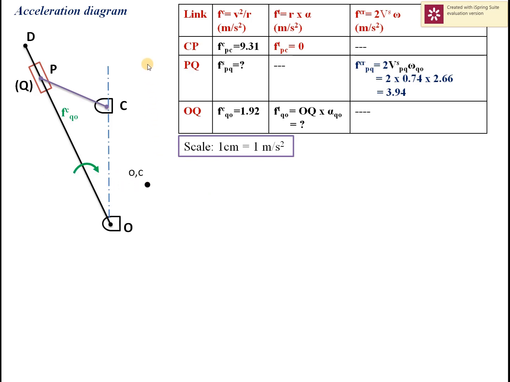So first we consider the fixed link OC, for which velocity is 0, so all the accelerations will be 0. So the total acceleration of the point C on the fixed link relative to the point O on the fixed link will be 0, which will be indicated by zero length vector OC in the acceleration diagram. So this point indicates the zero length vector, that is the acceleration of point C relative to O.